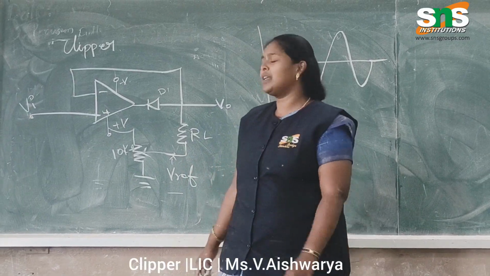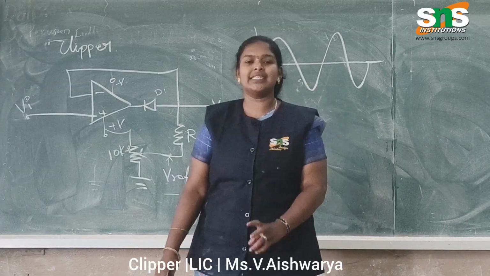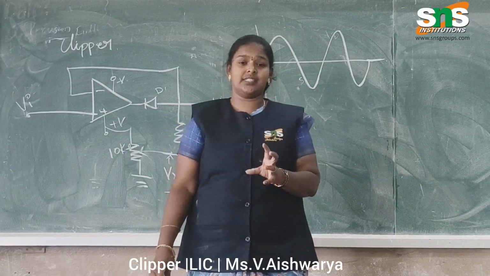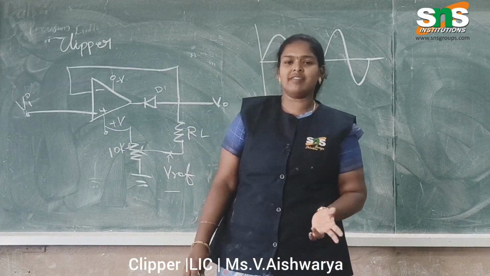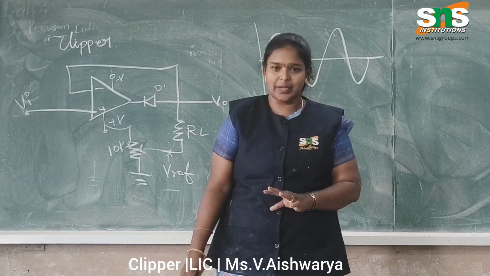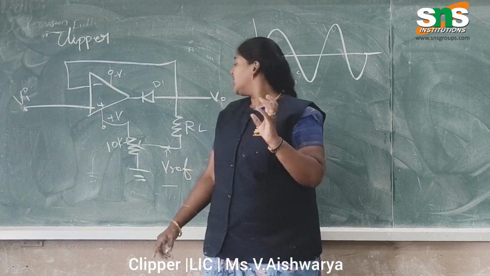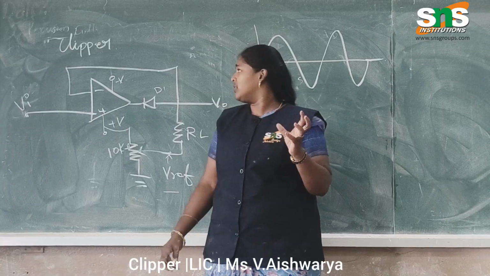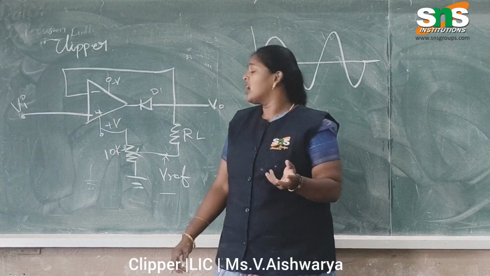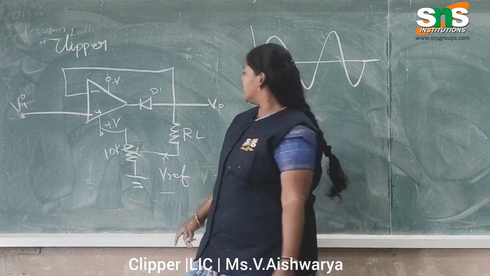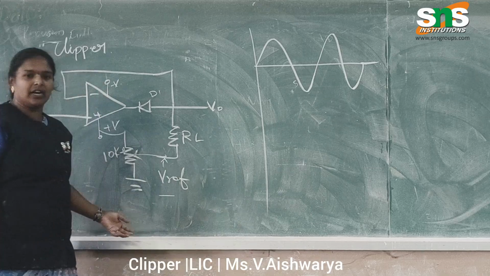It's about clipper, and a clipper basically consists of two types. One is positive clipper, another one is negative clipper. These types were derived from the V reference signal. So this is the diagram for positive clipper.